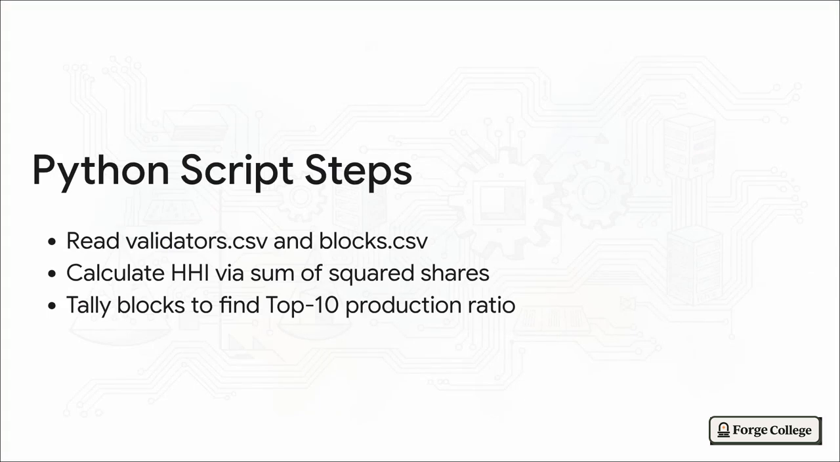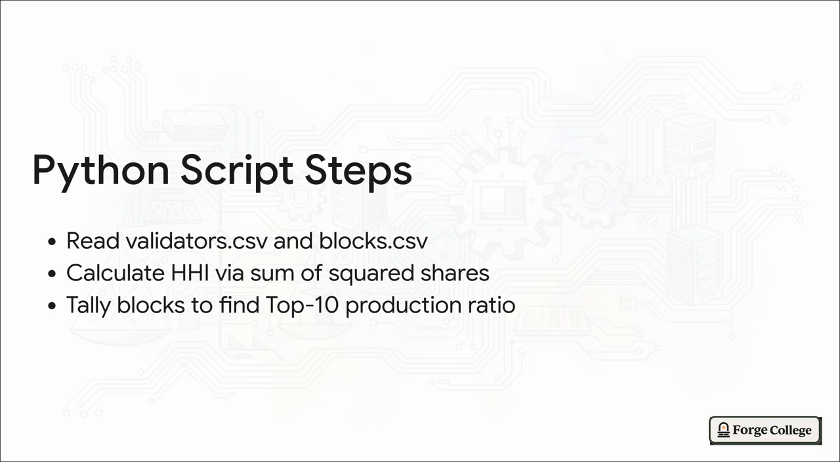First, our script reads the basic CSV files for validators and blocks, keeping it simple and totally adaptable to any network. Next, it crunches the math, summing the squared shares of the validator stakes for that scary-sounding HHI calculation we just talked about. And finally, it tallies up the blocks to find the top 10 production ratio. Basically, what exact percentage of total blocks were pumped out by just the top 10 validators.